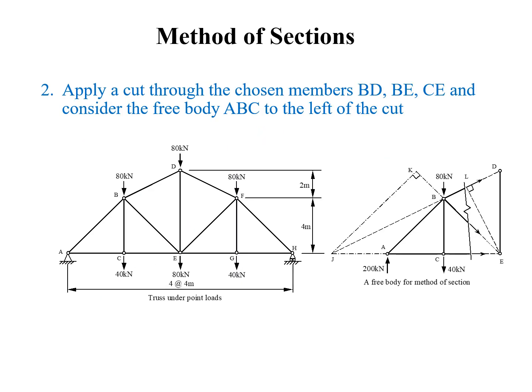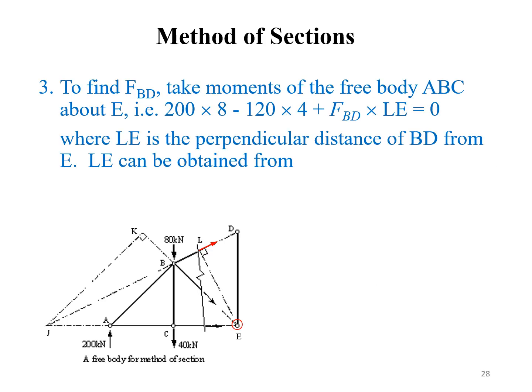Next, let's make our cut through the chosen members BD, BE, and CE. Draw the internal forces and consider the free body ABC to the left of the cut. See the figure on the right hand side, like we did earlier for the method of joints. Now we will assume that all the unknown forces are tensile. So next we just need to apply the equilibrium equations.